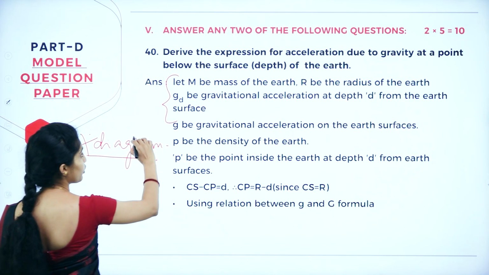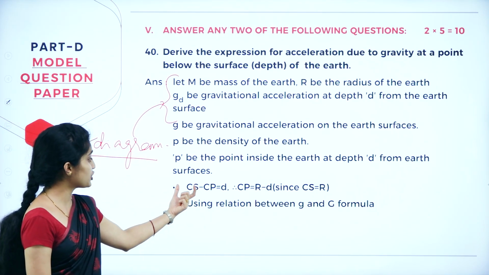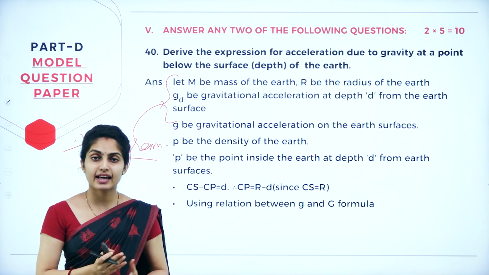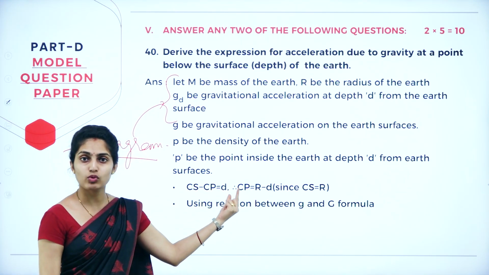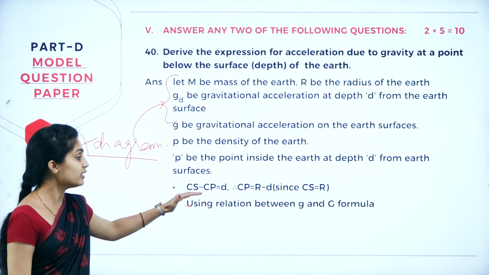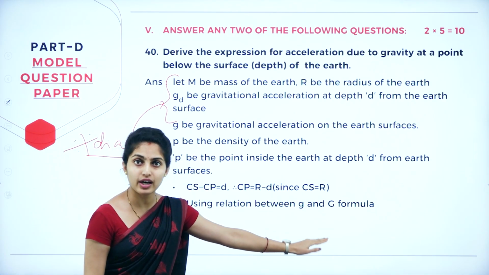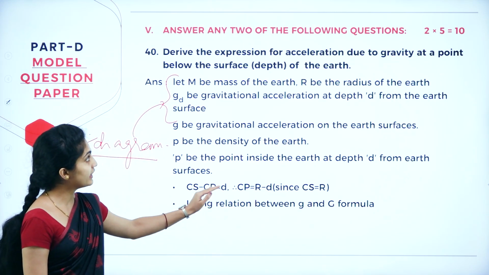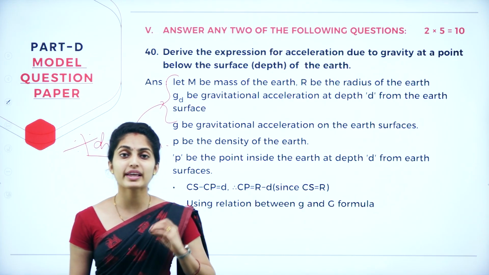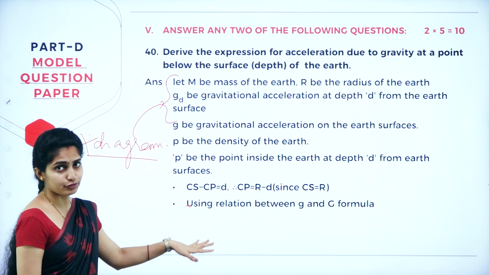After drawing the diagram, you have to give this introduction, and after giving introduction, you just have to mention what is C, S. You can just see in the diagram what is C, what is S, what is C, and what is P, and all those stuff, as well as d. So this is the format you will have to consider. After this, you will have to use the relation between g and g_d formula, and then you have to finally arrive at the depth of the Earth's expression, and you have to explain the terms of those expressions. So that is all about the terms of the expressions.